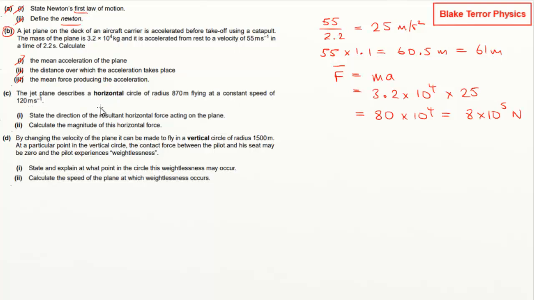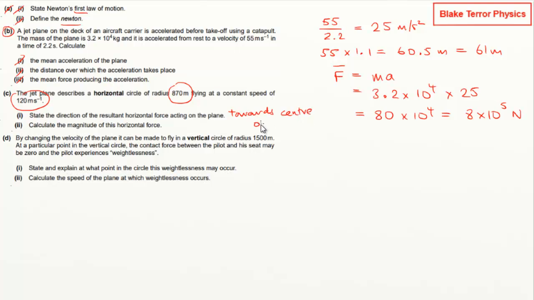The jet plane describes a horizontal circle of radius 870 meters, flying at a constant speed of 120 meters per second. State the direction of the resultant horizontal force acting on the plane. That will be towards the center of the circle. Always the same with these.